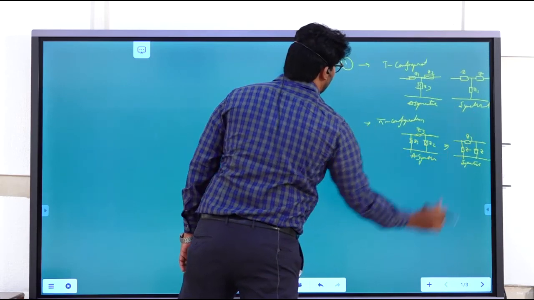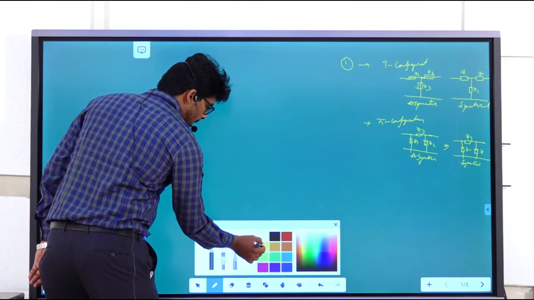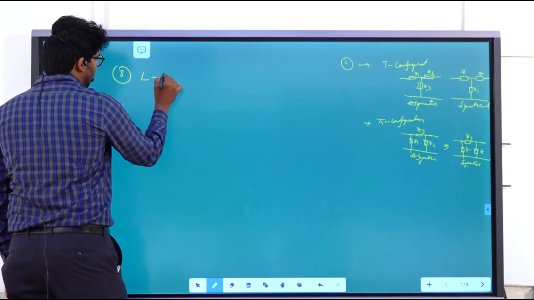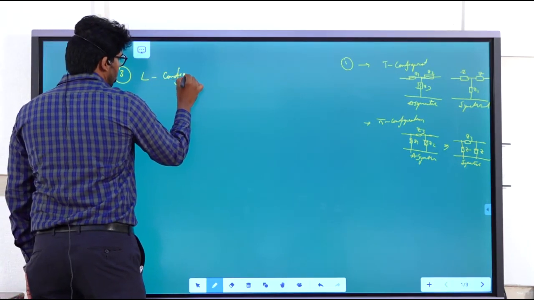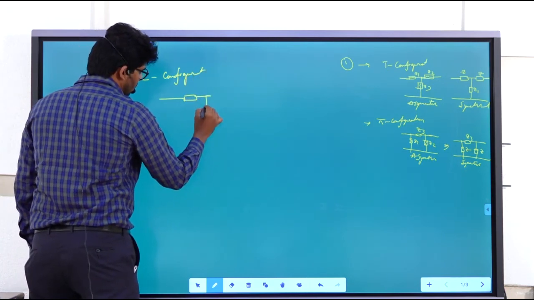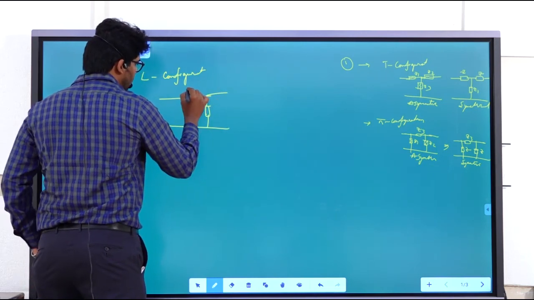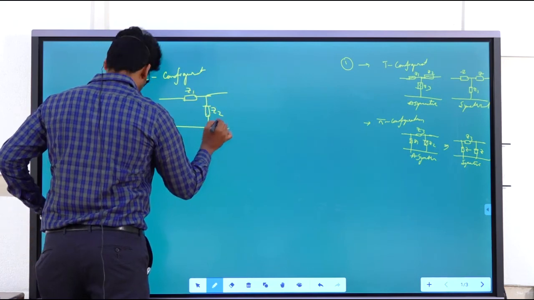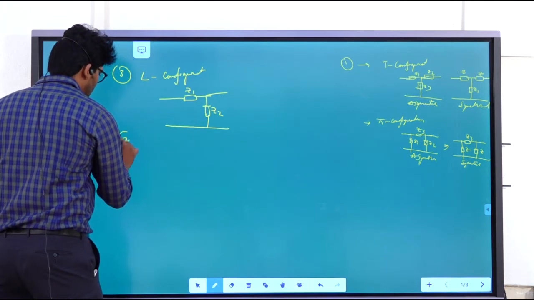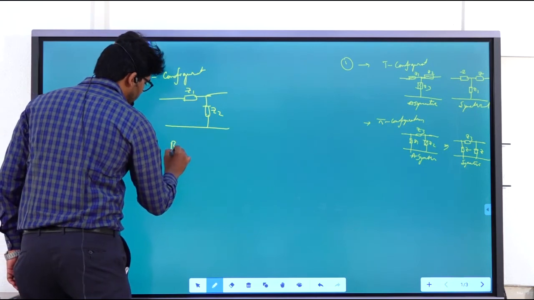Now we have a third configuration, that is the L network, L configuration. In the circuit you will see the L form. This is the L network, maybe Z1 and this is Z2. So this is the L configuration, and you have another configuration which is called the bridge configuration.